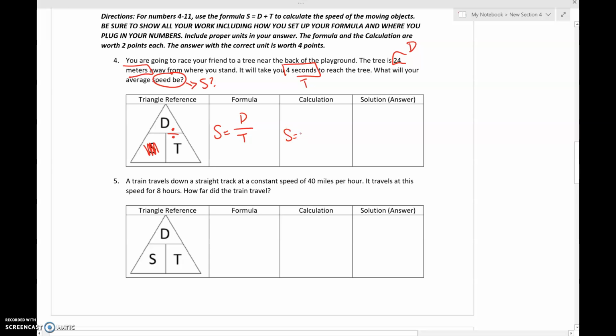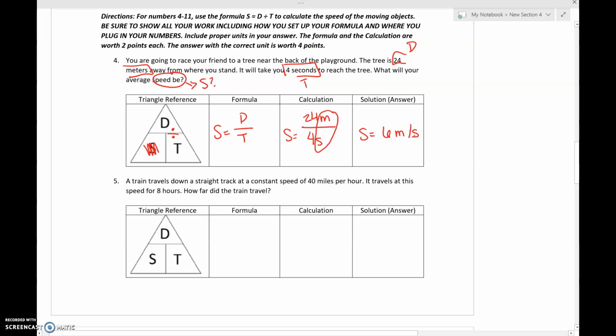We're going to fill in our calculation. S equals D, our distance is 24 meters, and our time is 4 seconds. And when we type that into our calculator, 24 divided by 4, we should get 6, and we're looking for our units. So here we have meters over seconds. So we should have meters slash S, meters per second. Okay. Pause the video, ask any questions that you have, correct your answers.